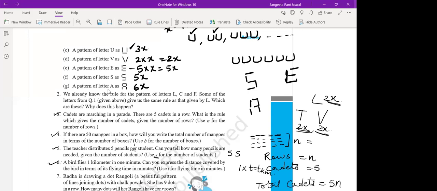Everybody understood this? Yes, ma'am. Trilokya, you understanding? See, it's saying the bird flies 1 kilometer in 1 minute. So how many minutes are there? Flying time is T. So that means 1 kilometer into time T. So 1T.